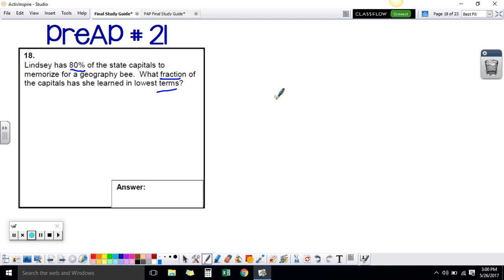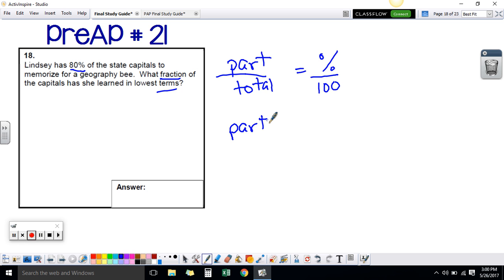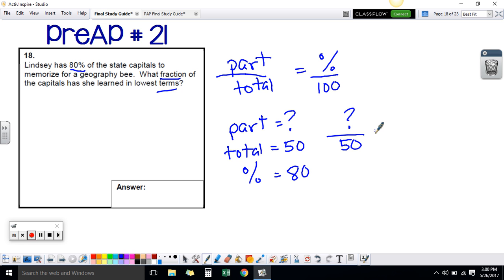Okay, so again, we've got part out of total equals percent over 100. Okay, Lindsay has 80% of the state capitals to memorize. Okay, so that is actually going to be our part. And how do I know that? Because how many states do we have? We have 50. So we have 50 state capitals. And then it tells you that your percent is 80. Okay, so we've got question mark over 50 equals 80% out of 100.